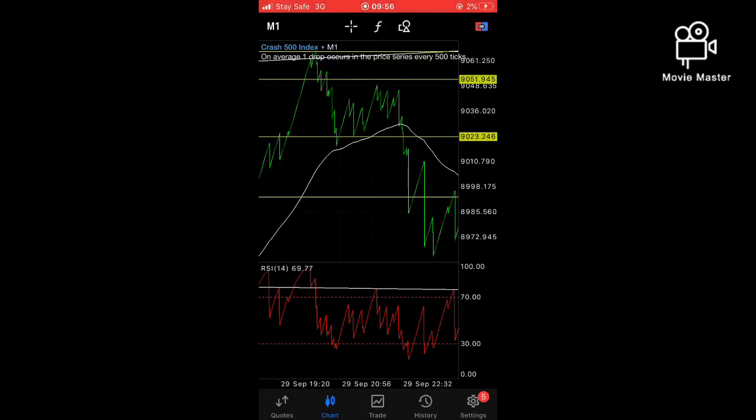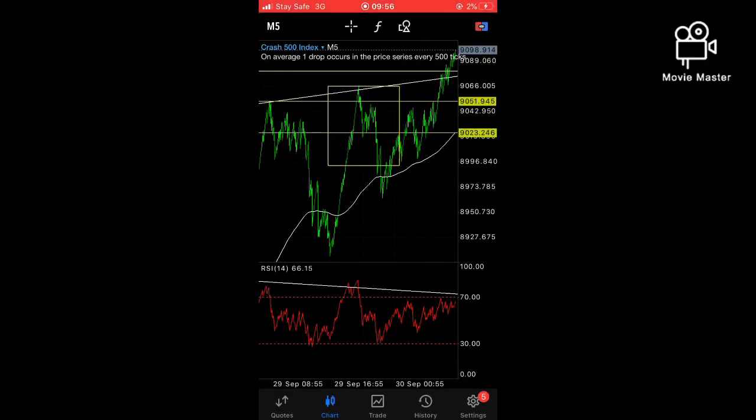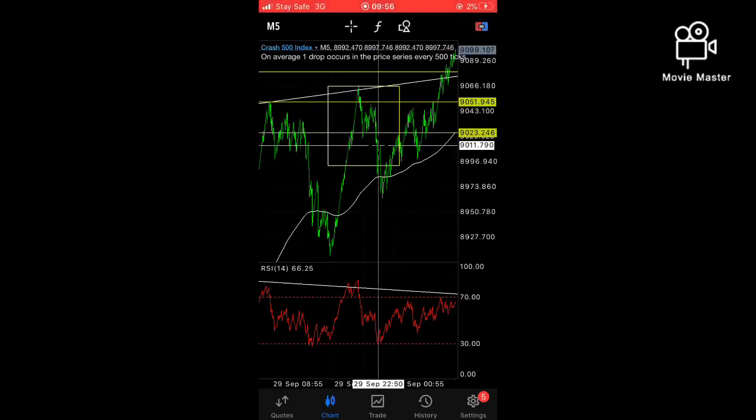Okay, so let me show you guys how it looks on the M5. As you can see, it's really clear. We got our stop loss over here, then our entry was here. See guys, we rode the trend down. So it's a really quick scalp in the market. This is how I milk the market, guys.